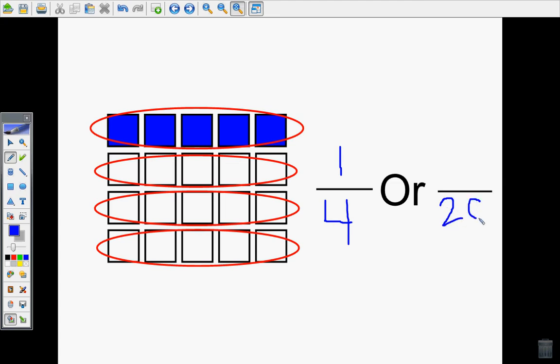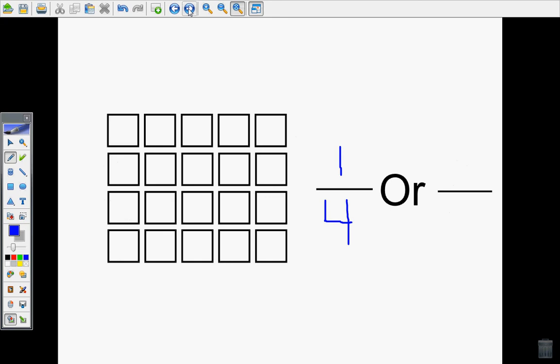Now I need to figure out how many were colored in. 1, 2, 3, 4, 5 were colored in. So 1/4 is the same thing as 5/20. And I know because I have 1 out of 4 rows colored in, or 5 out of 20 pieces colored in. Let's practice the same fraction again, but using that second strategy of grouping them together in 4s.